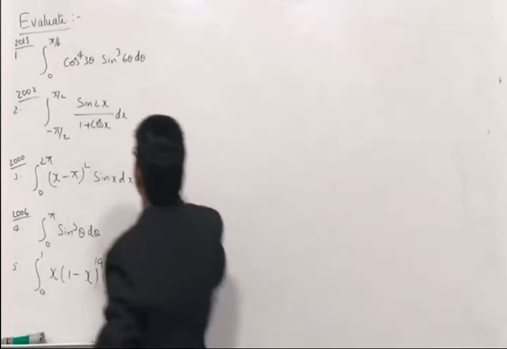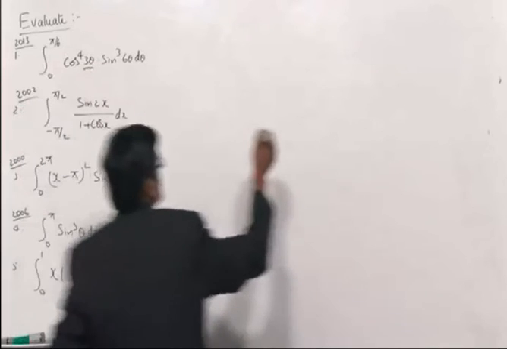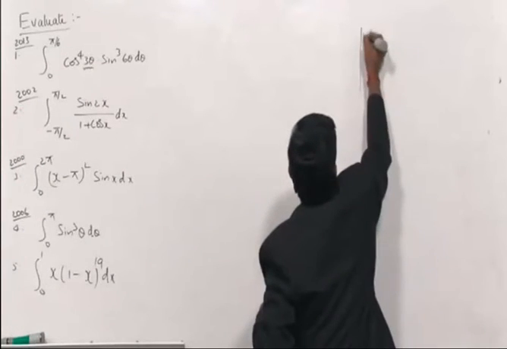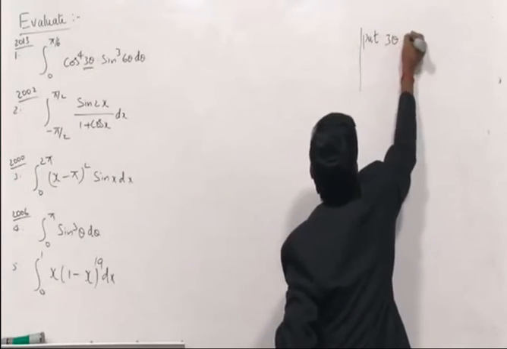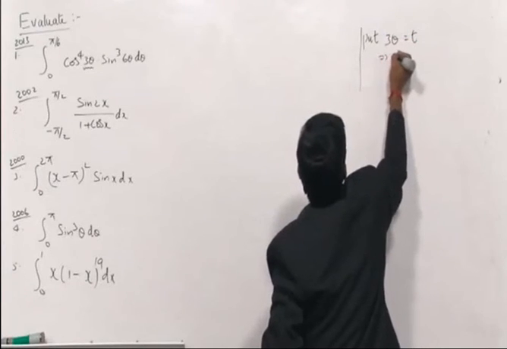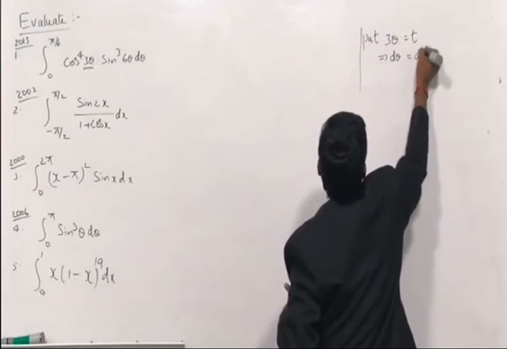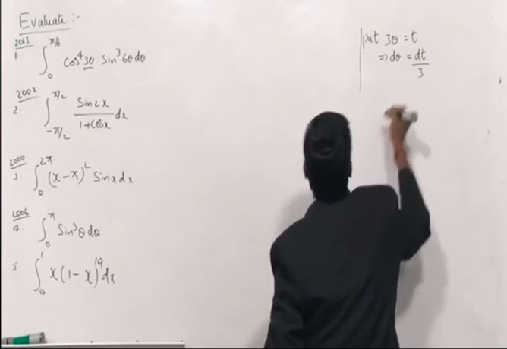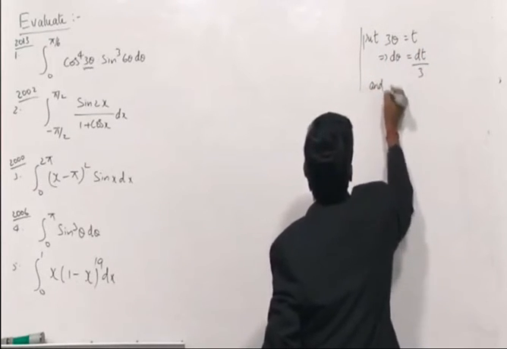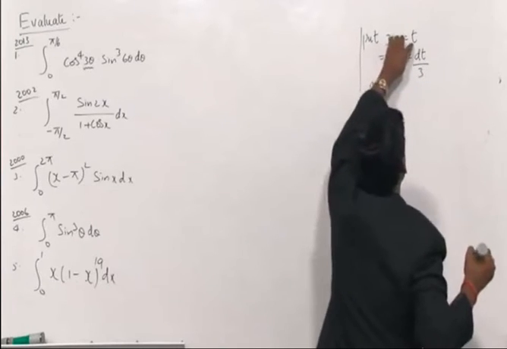Here I am going to take the least angle as the substitution. Put 3 theta is equal to t. Differentiate on both sides, so 3 into d theta is equal to dt, so d theta is equal to dt by 3. And find the limits in the new variable t.